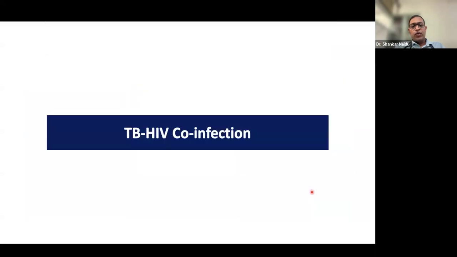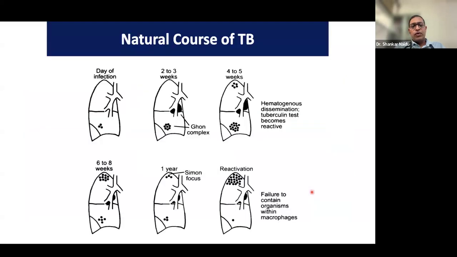So just before concluding, a few points on TB-HIV co-infection. So this is the natural course of TB. Most of us would have acquired infection in our childhood, this would be the primary focus, which would calcify, which would develop into a small focus with regional lymphadenopathy, which is known as the Ghon complex. Usually it occurs around 3 weeks after acquiring the infection.